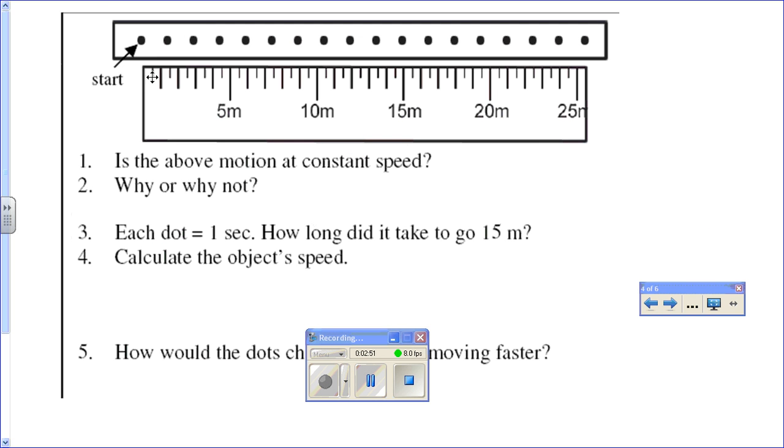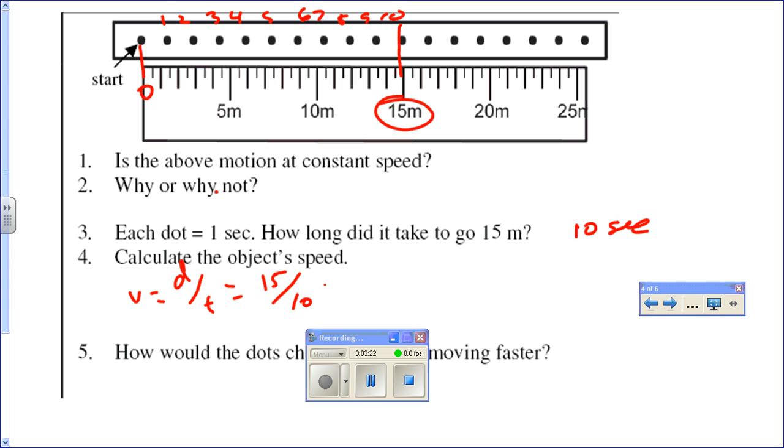Now, so let's look at this. This is on the back of your paper. Here's your 0 mark. And they say, how long did it take to go 15 meters? So here's your 15 meters mark. If each dot is 1 second, you go 1, 2, 3, 4, 5, 6, 7, 8, 9, 10. So it takes 10 seconds. So the speed is, he went 15 meters. So that is 15 over 10. And we get 1.5. And that's meters over seconds. So we're going to write meters over seconds over here.